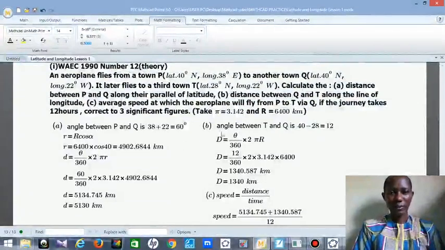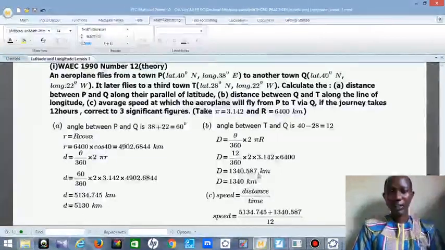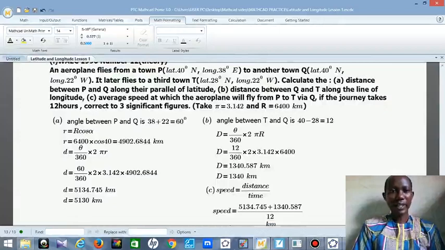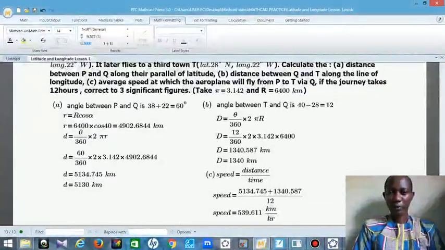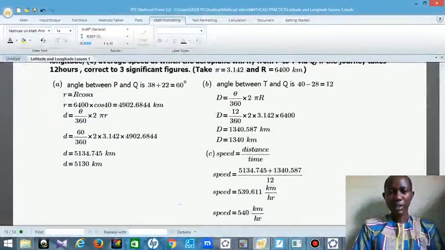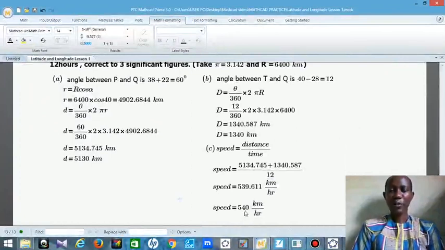1990 number 12. A, the distance between P and Q is 5,130 kilometer. The distance between Q and T is 1,340 kilometer. Then finally, the average speed from P to T is 540 kilometer per hour. So take note of this, follow the steps.